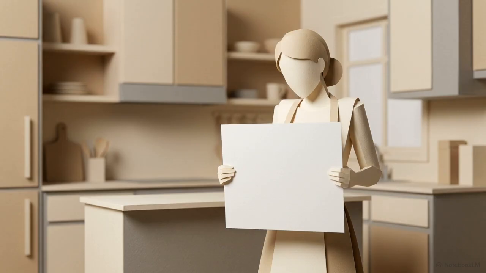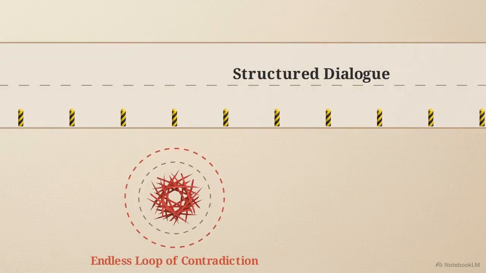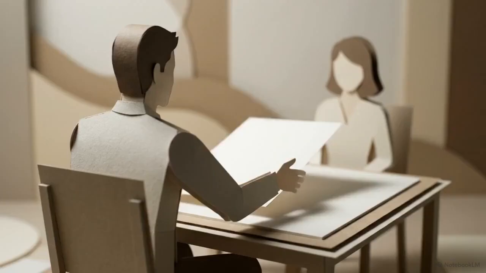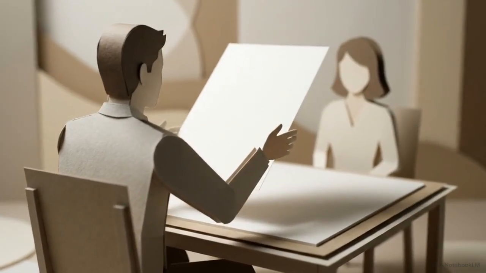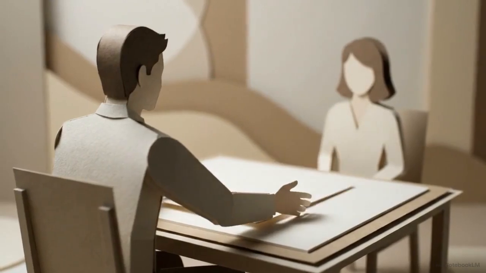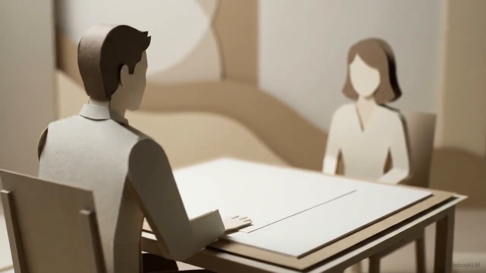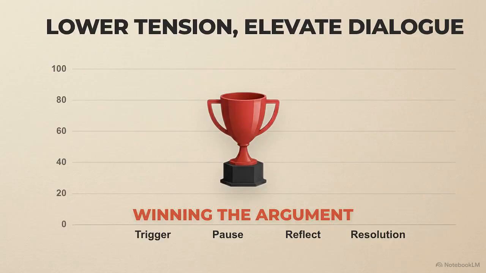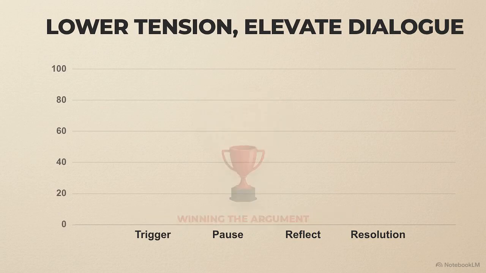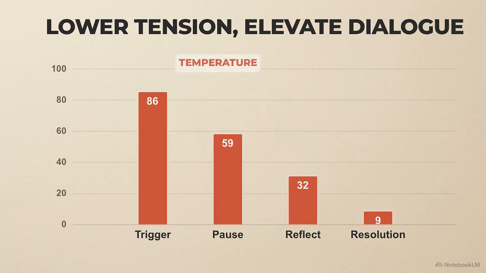Using a formula like this might feel clinical or unnatural at first, especially during personal conversations. But this structure serves as a necessary guardrail. It prevents the discussion from falling back into an endless loop of contradiction. Your challenge now is to take this paper and deploy these exact steps in a real-world conversation within the next 48 hours. Your goal is not to win the fight. It is to become the person who lowers the temperature and raises the quality of the conversation.